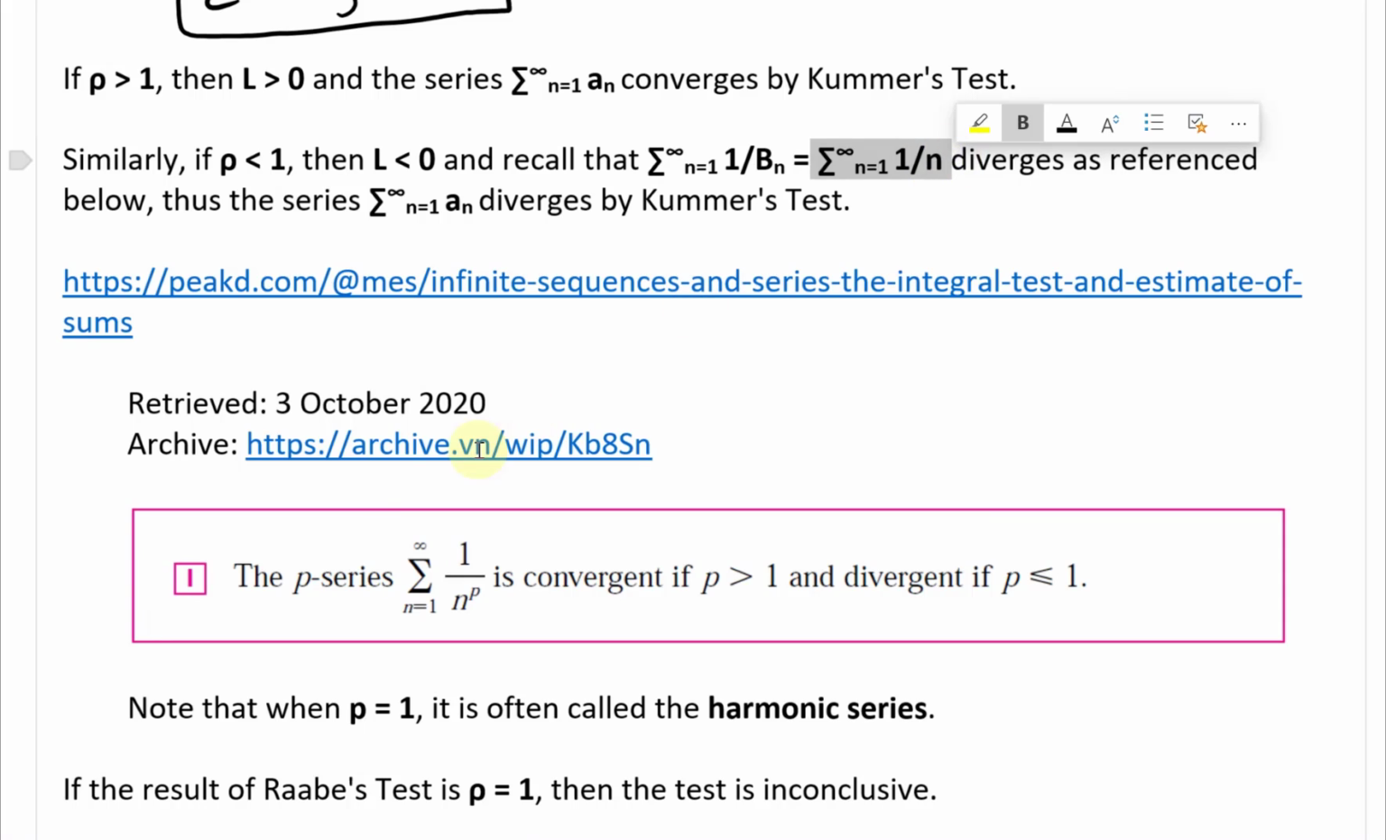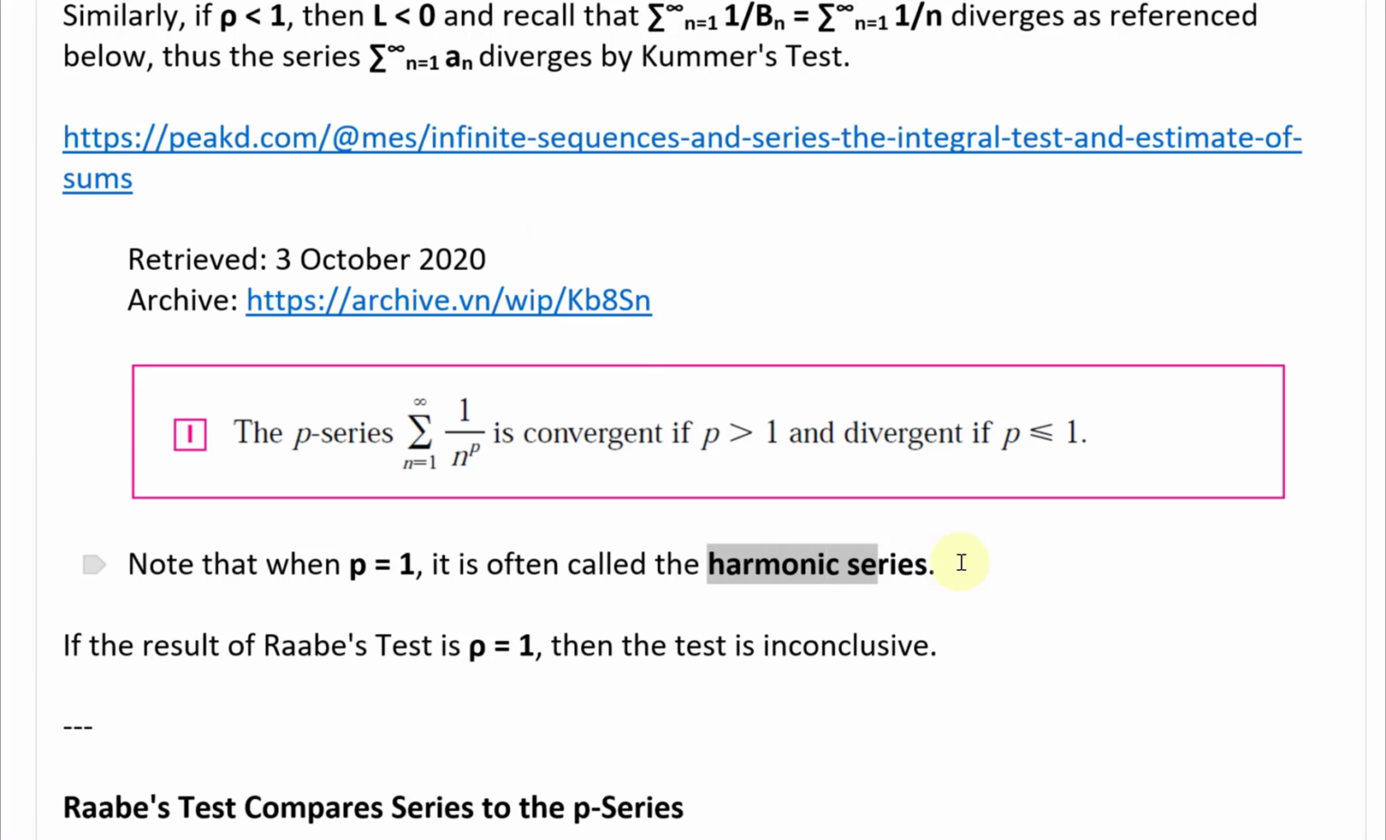Recall the p-series, summation from n equals 1 to infinity of 1 divided by n to the power of p, is convergent if p is greater than 1, and it's divergent if p is less than or equal to 1. And note that when p equals 1, that's our case, 1 divided by n to the power of p equals 1. It is often called the harmonic series and has to do with musical notes and so on.